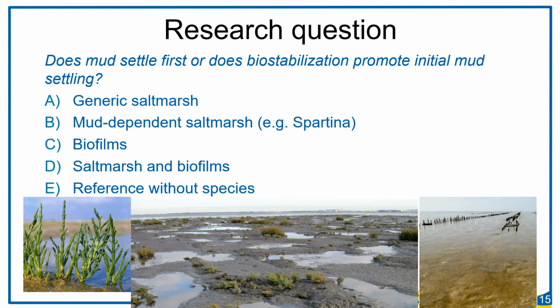And I want to address this research question using my model. So I run a bunch of different scenarios. One is a generic saltmarsh, which is a blend of the most common saltmarsh species in northwestern Europe. Then a mud-dependent species, which means that the species requires mud in the bed in order to establish, which is known to be a strategy of some local saltmarsh species.